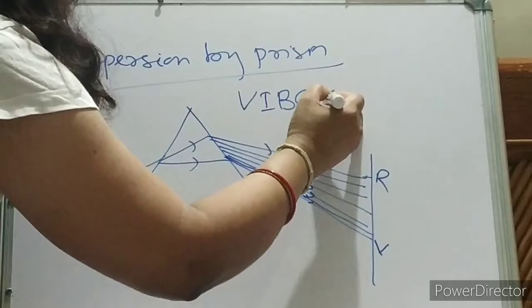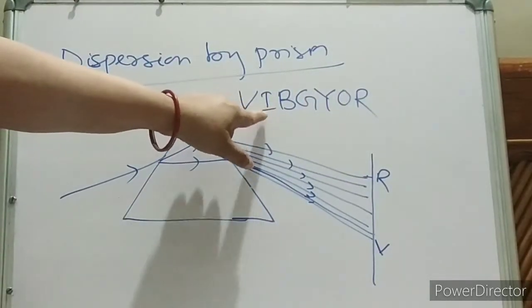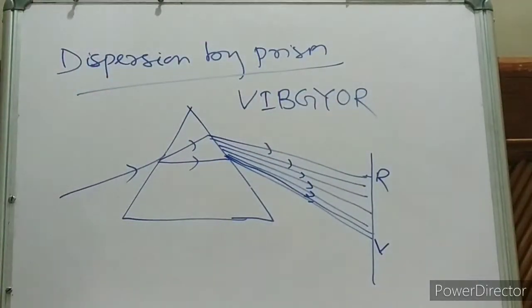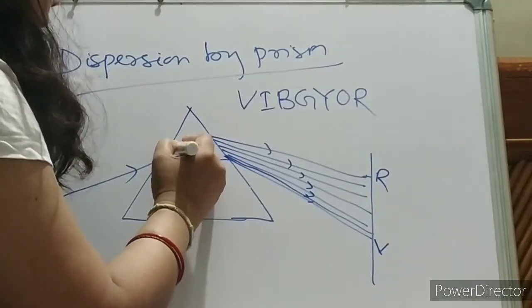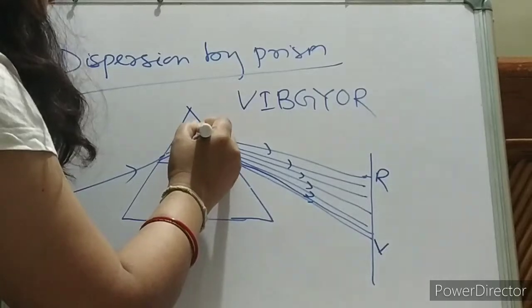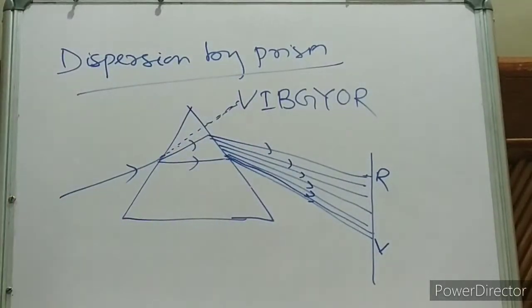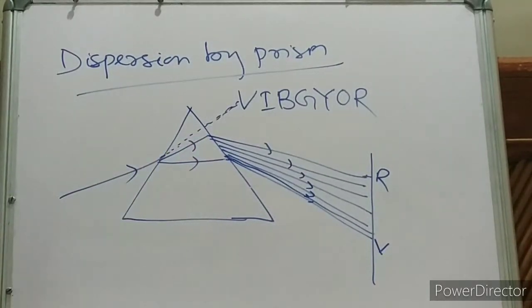This thing you know. V is violet, indigo, blue, green, yellow, orange and red. V stands for violet. As you can see, the ray that is not getting refracted or dispersed is your undeviated ray.